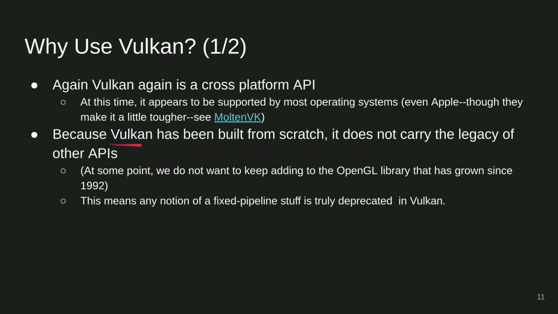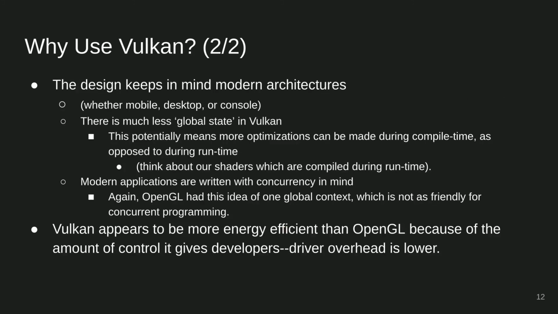So it is brand new. It doesn't have any notion of fixed pipeline. That stuff truly is deprecated in the Vulkan API. Okay, so with that in mind, the Vulkan API is thinking about modern architectures, leveraging concurrency, minimizing global state, understanding that you might have multiple CPUs and multiple GPUs that can do graphics work, which is much different than OpenGL, which just has this idea of one giant OpenGL context, a giant state machine, which again makes things a little bit harder for concurrent programming.